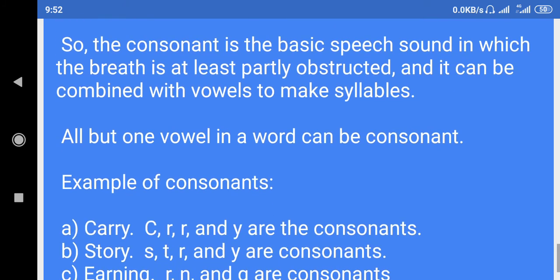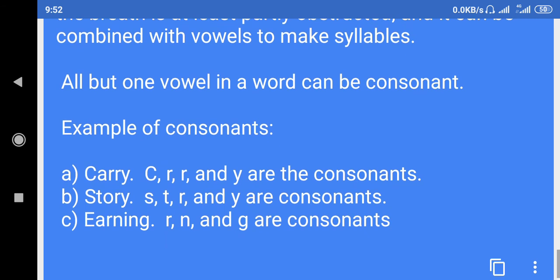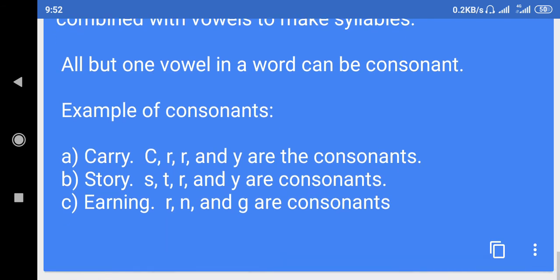So, the consonant is the basic speech sound in which the breath is at least partly obstructed, and it can be combined with vowels to make syllables. All but one letter in a word can be consonants.